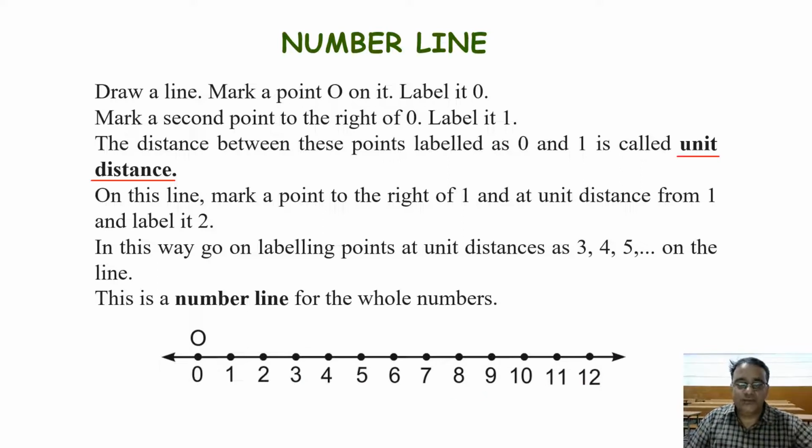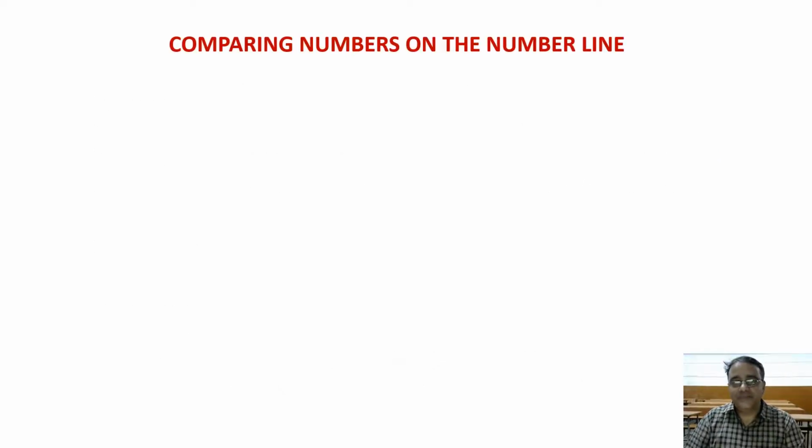Now we are going to see some topics under this number line. First, how to compare the numbers on the number line. So जो number left side में होता है वो छोटा होता है, जो number right side में होता है वो बड़ा होता है, right? The number on the right of a given number is greater and the number on the left of the given number is smaller.